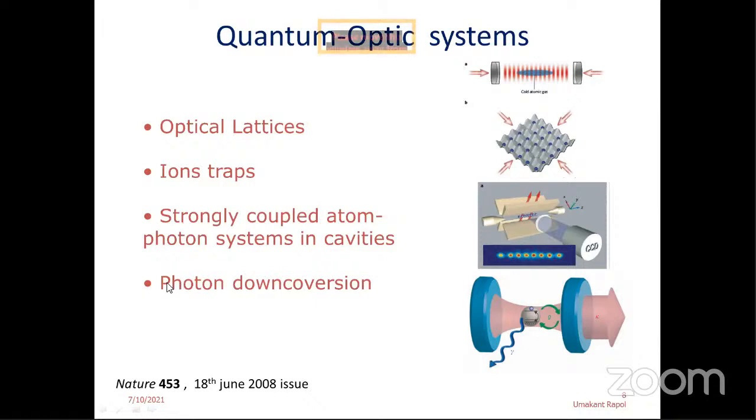And then there are photon down conversion systems, where you generate entangled photons naturally by using nonlinear optical crystals. You put in light of a certain wavelength, and then you get two photons of twice the wavelength. The photons that are generated are entangled. Using these entangled photons, people are trying to do quantum information processing and also quantum communications.